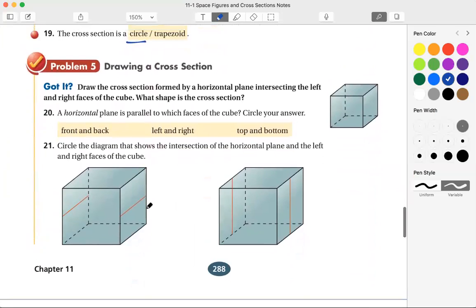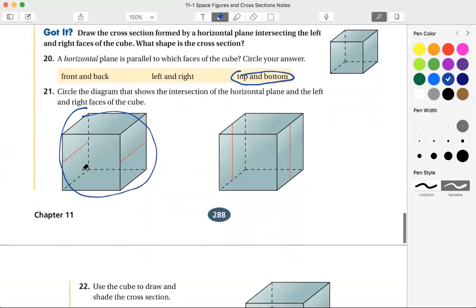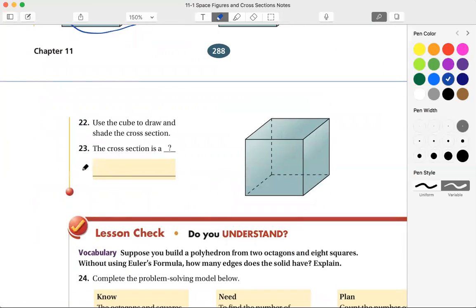All right. A horizontal plane is parallel to which faces of the cube? The top and the bottom. Circle the diagram that shows the intersection of a horizontal plane. This one. Okay, use a cube to draw the shape of the cross section. We would draw it like this, and it would come this way, and go across the back, and come this way, and we would shade in this little area. This would be the cross section. So the cross section is a square.